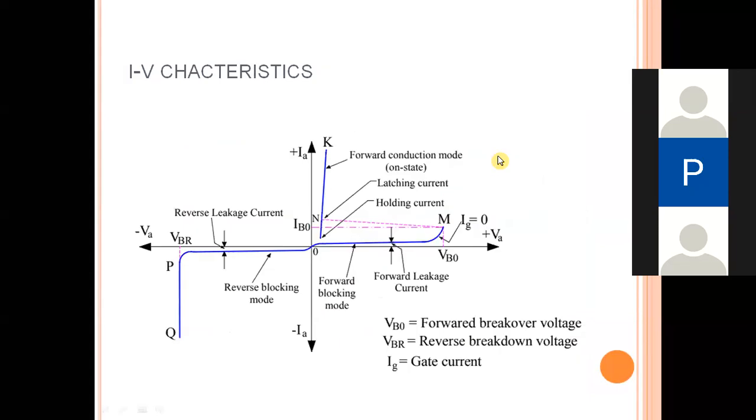we need to consider the turn on methods for the SCR. Here we have two methods of turn on. One is by applying a gate current. The second one is by bringing the applied voltage across the anode and cathode to the breakover voltage. Before considering these turn on methods, we need to consider a concept called the two transistor analogy. From the considerations of the two transistor analogy only, we are going to consider the turn on methods for the SCR.